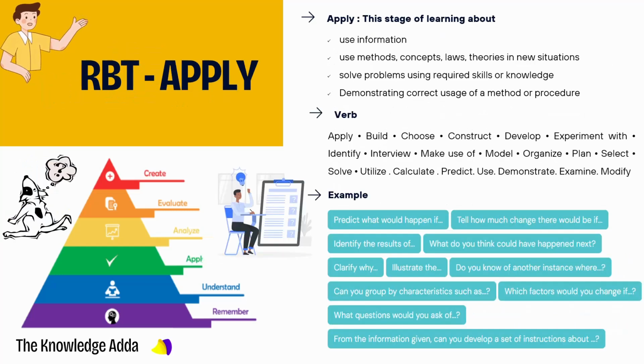Okay, third one is apply. So firstly you have to remember, then understand, then after understanding you have to apply that knowledge into something. So here apply means just use information, use method, concept, law, theory in a new situation, solve problem. Okay, and this type of verb is used when you are preparing the question, like apply, build, choose, construct, develop, experiment, identify, utilize, calculate, predict.